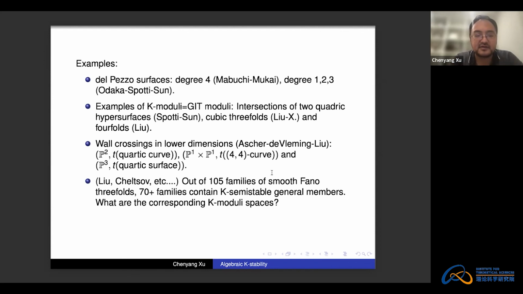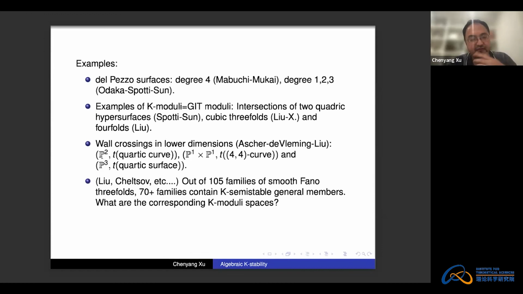Then there is also another new perspective, introduced by Ascher, DeVleming, and Yuchen Liu. This study is something like a wall crossing. If you study geometry moduli spaces, often there is some wall crossing if you change your stability condition. This stability condition is a vague term. For instance, it could be changing your linearization of your line bundle, or it can be changing the Bridgeland stability.